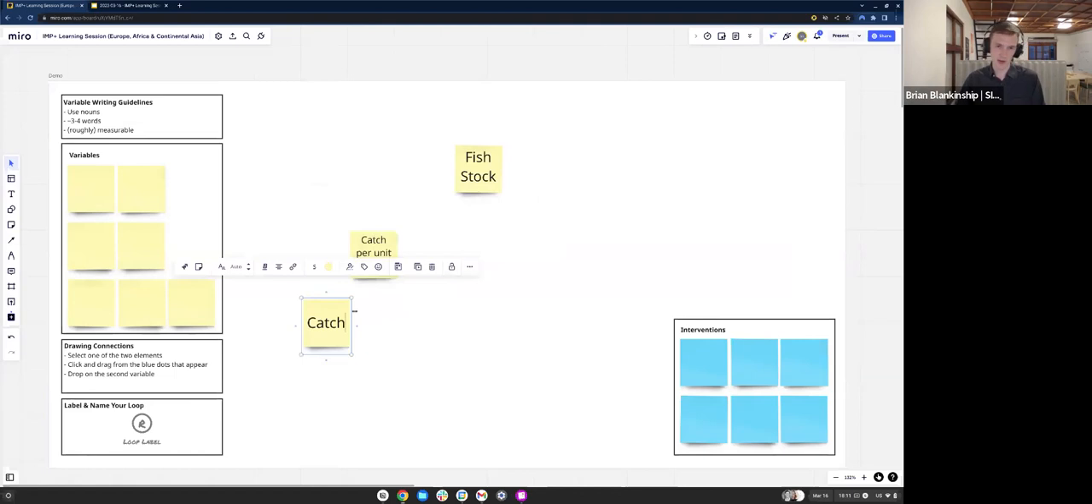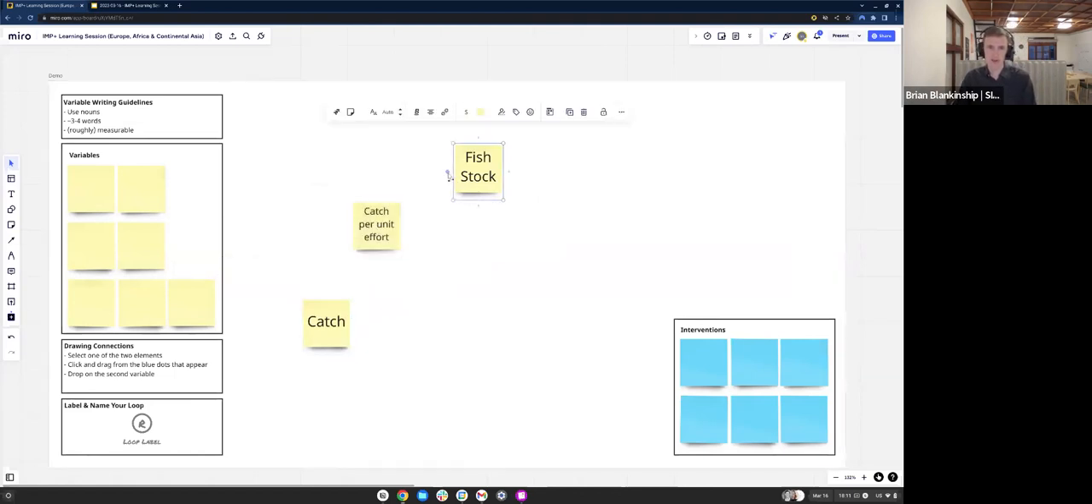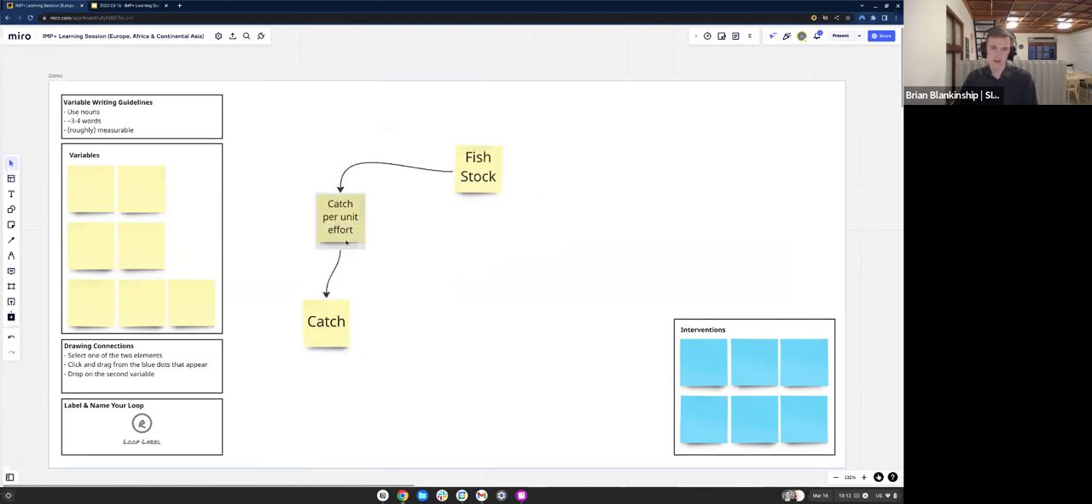So every time the fisher went out, they applied a certain amount of effort, and that resulted in their total yield for the day. So I draw these little causal connections here. We remember that as the fish stock went down, the catch per unit effort also went down. Because these two things move in the same direction, as this goes down, so too does this one. That, as Joe described, would be positive causality. So we'll have this solid line reflecting that.